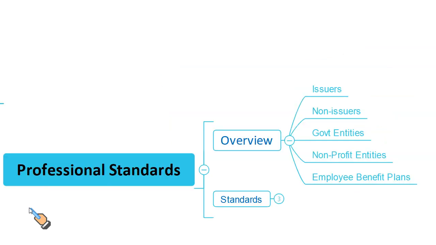standards. These professional standards cover the audit of issuers, meaning the companies that have got their stock listed. Non-issuers means the companies that have got their stock not listed. In other words, they're private companies, governmental entities, non-profit entities, and employee benefit plans. So we have a different set of standards for these different entities, and we'll discuss them as they go along throughout the syllabus of your audit exam.